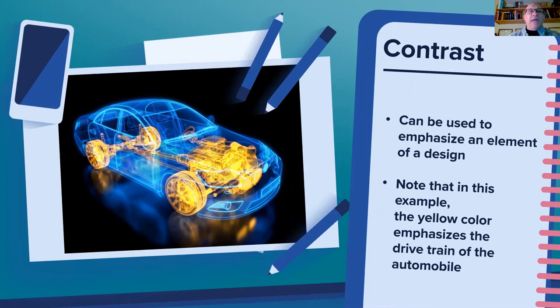So what are we actually looking at? Are we looking at the car? No, we're looking at the engine and the drivetrain and the wheels on this car. We're not really worried about the rest of the car. If you look carefully, you can see the seats and everything else in it. But our attention is drawn because of contrast right to that engine and the wheels.